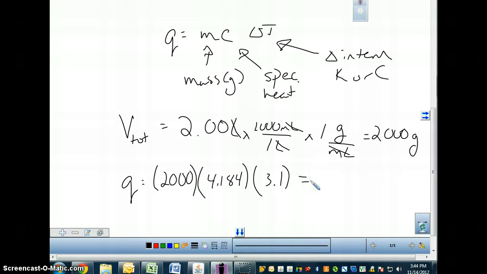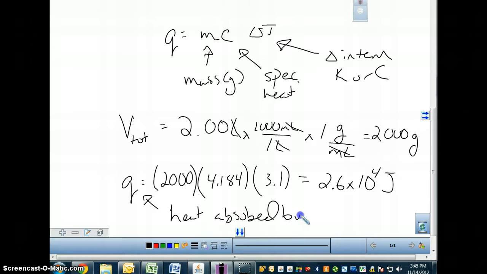Throw this all into a calculator, and we get a Q equal to 2.6 times 10 to the 4th joules. That is how much heat is absorbed by the water. So heat absorbed by water. However, that's not what the question asks us.